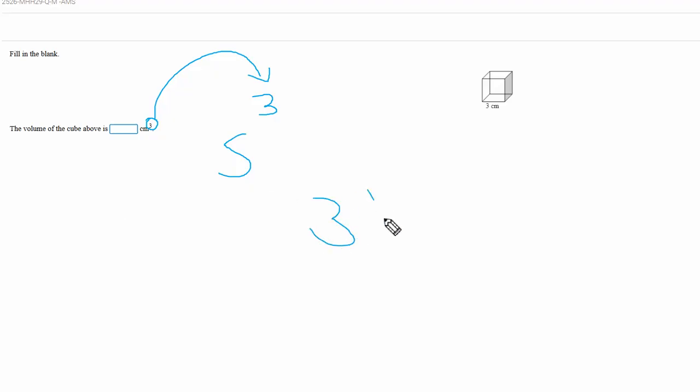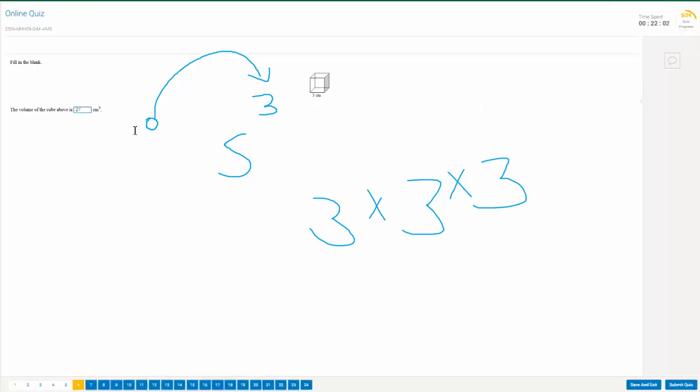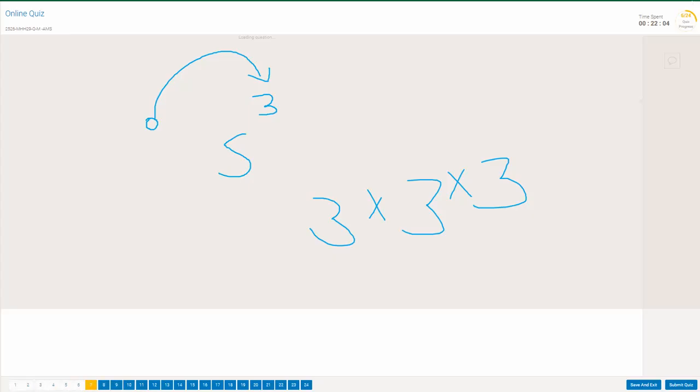You have 3 times 3 times 3, because you just need to know one of the sides. So what is 3 times 3? It's 9. 9 times 3 is 27. Okay, let's go to the next one.